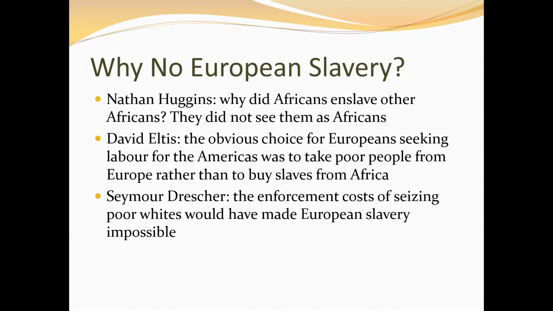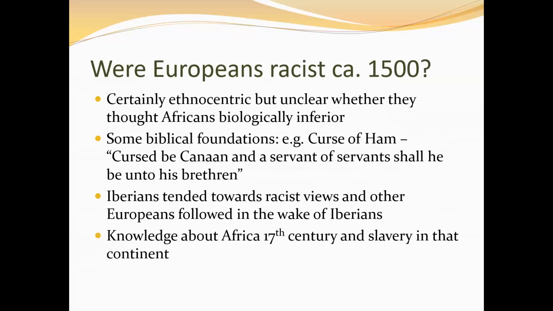And Seymour Drescher makes the point that the enforcement costs of seizing poor whites would have made European slavery impossible. Which raises one of the big questions in regard to slavery, which we still don't have a really good answer to because we don't have the information. And you can make plausible arguments either way. Did slavery follow racism or did racism follow slavery?